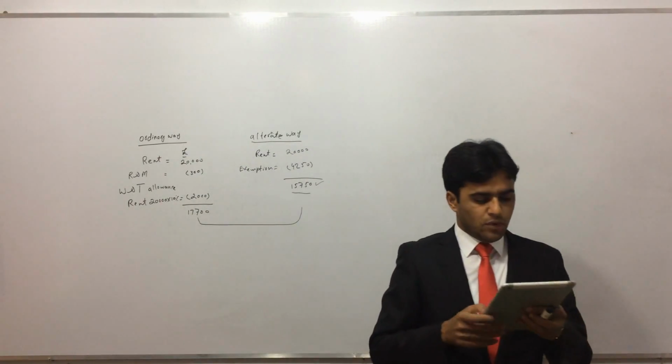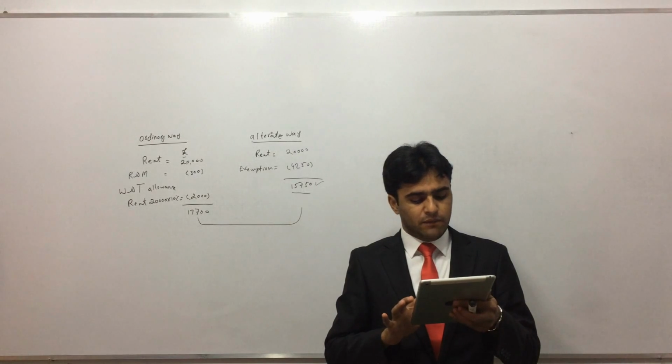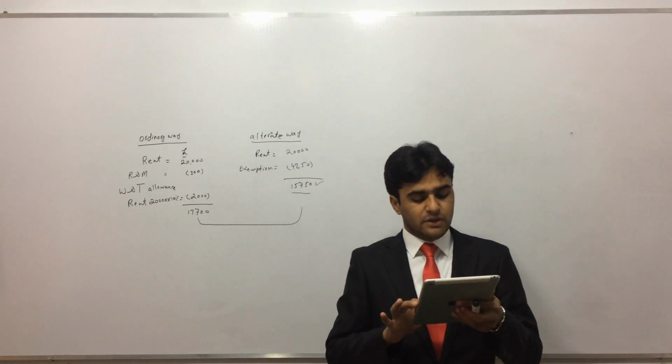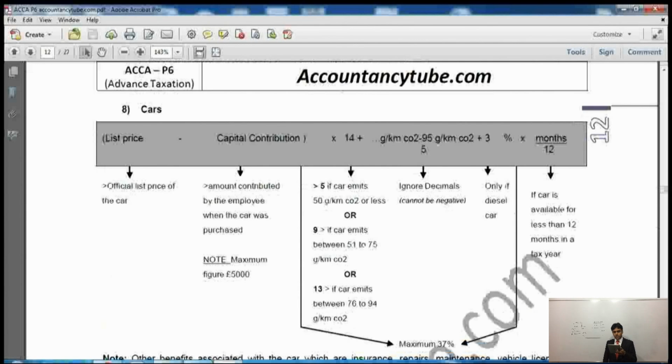Now could you please move forward and come to page 12 of your notes, please? Because if you go back to page 11, we have completed till benefit number 7, medical insurance premium. I'm sharing the screen now with you. Now we're looking at benefit number 8, cars.